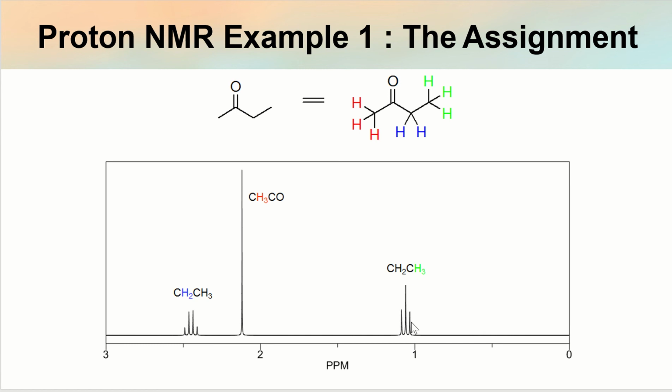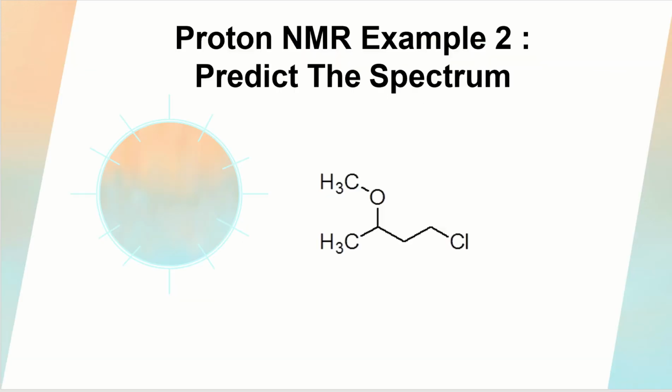And that is literally how we would predict our spectrum and how we would assign our spectrum, right? So you can't just predict it. You have to say which peak corresponds to which set of protons. All right, so let's try another example, and we have a number of them coming up. So Proton NMR Example 2, predict the spectrum.